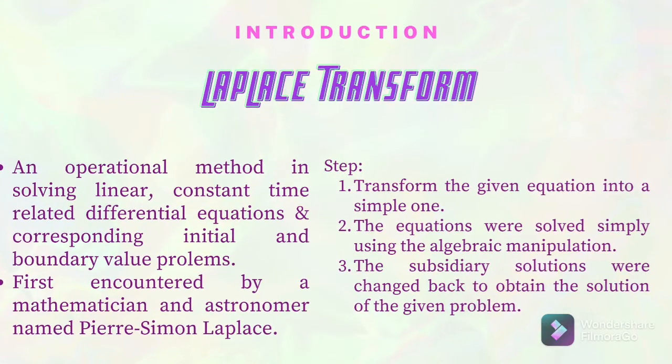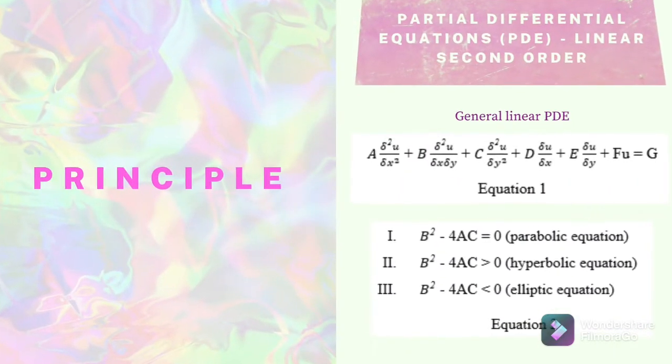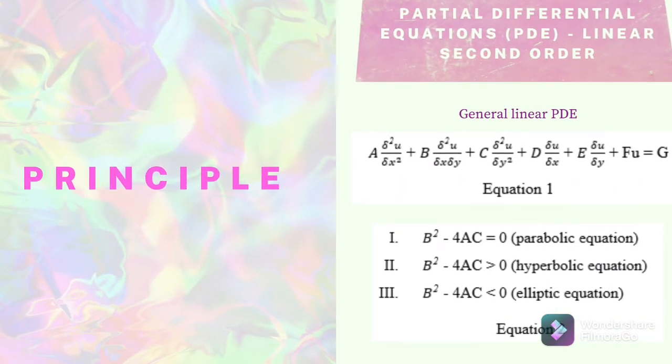To put it simply, the Laplace transformation makes it easy to solve a differential equation by using the algebraic form of the problem. And these are the steps of generating the Laplace transform. Equation 1 shows a general linear PDE of order 2 in two independent variables, where a, b, c, d, e, f, and g are functions of x and y.